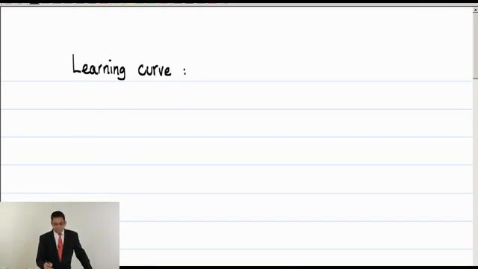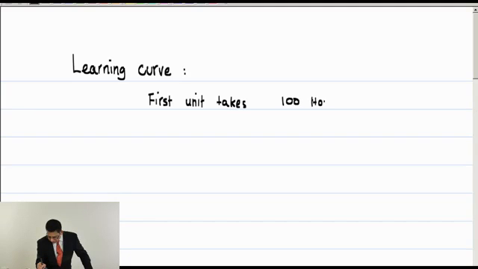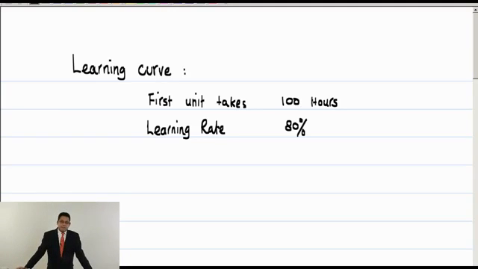For example, we are provided that the first unit takes 100 hours. I'm just assuming. First unit takes 100 hours, and we are provided that the efficiency level of the workers is at 80%. Or the learning rate is 80%. Learning rate is 80%. First unit takes 100 hours and the learning rate is 80%.